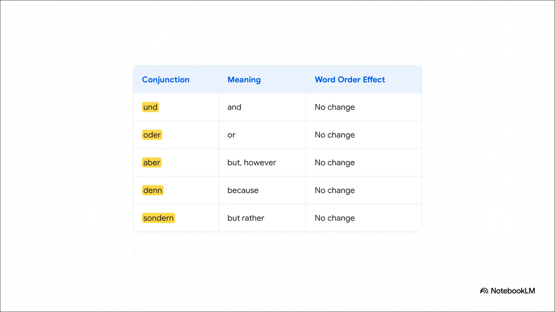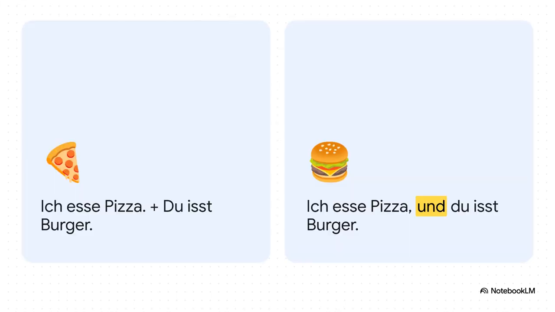And here's the whole crew. Und, oder, aber, denn, and sondern. That's it. These 5 words are your new best friends for building sentences the easy way. They just connect two ideas, and they never, ever change the word order. Let's see it in action.